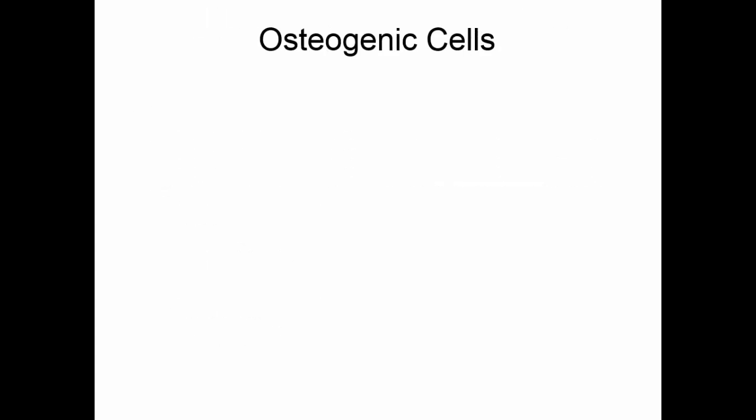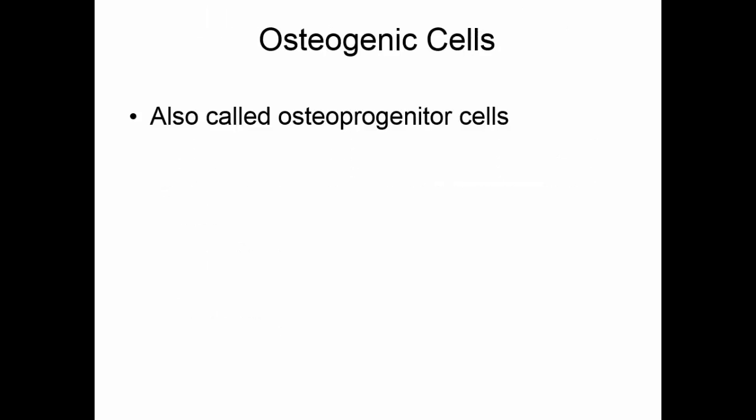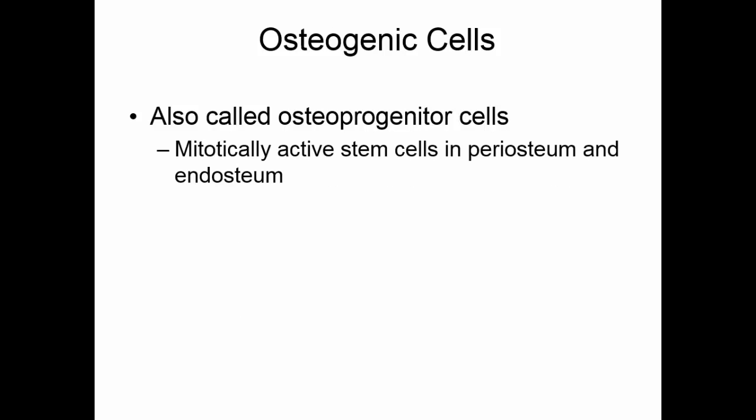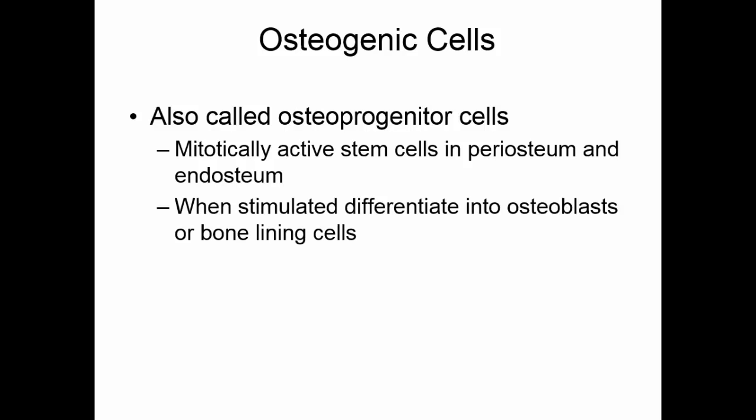The osteogenic cells are also called osteoprogenitor cells. These are mitotically active and they're called stem cells. They're found in the periosteum and the endosteum. When stimulated, these can differentiate into either osteoblasts or bone lining cells. We always have some osteogenic cells left in the periosteum or the endosteum area.